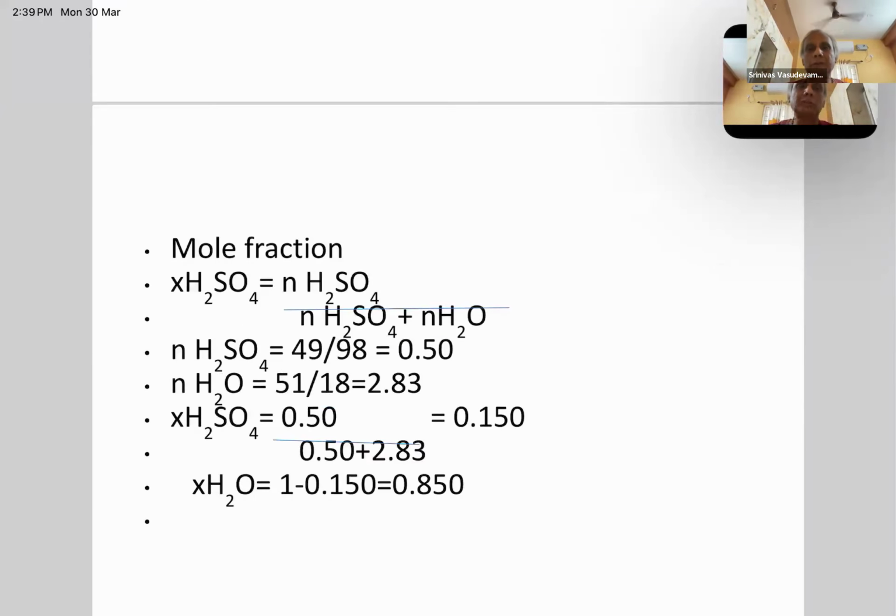Mole fraction is the number of moles of sulfuric acid divided by the number of moles of sulfuric acid plus the number of moles of water. Number of moles of sulfuric acid is 49 by 98: 49 grams of sulfuric acid, molecular mass 98. Number of moles of water is 51 divided by 18: 51 grams of water divided by the molar mass of water, 18, gives 2.83. Total number of moles is 3.33. So mole fraction of sulfuric acid is the number of moles of sulfuric acid divided by total number of moles: 0.50 by 3.33, 0.150. Mole fraction of water is 1 minus mole fraction of sulfuric acid, 1 minus 0.150, 0.850.